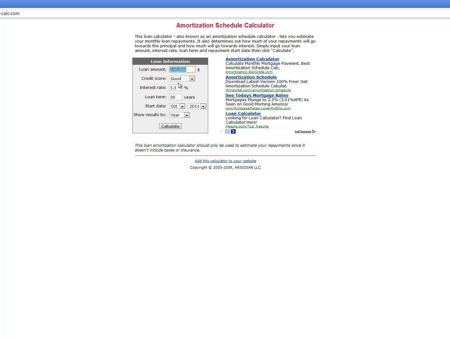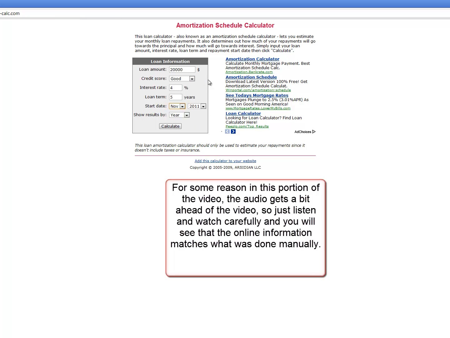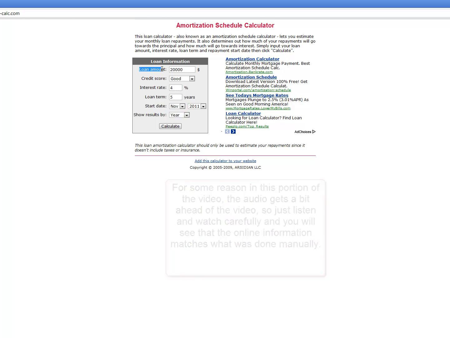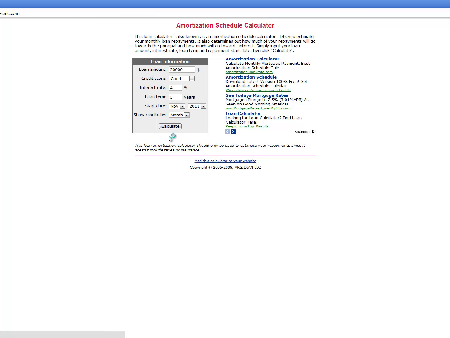So let's put in the amount of our loan was $20,000. We're not too concerned about our credit rating here because we're not actually applying for a loan. Let's just put in what we know. And we can say it's going to start in November. Let's say we're going to buy this car in November. So look what I have put into my amortization calculator. Loan amount, $20,000 like we just had. Interest rate 4, 5 years, start in November. And instead of displaying by year, let's display it by month. And let's calculate.